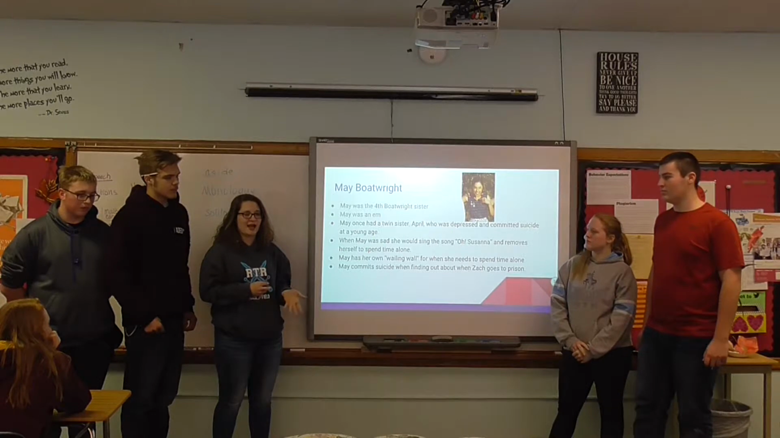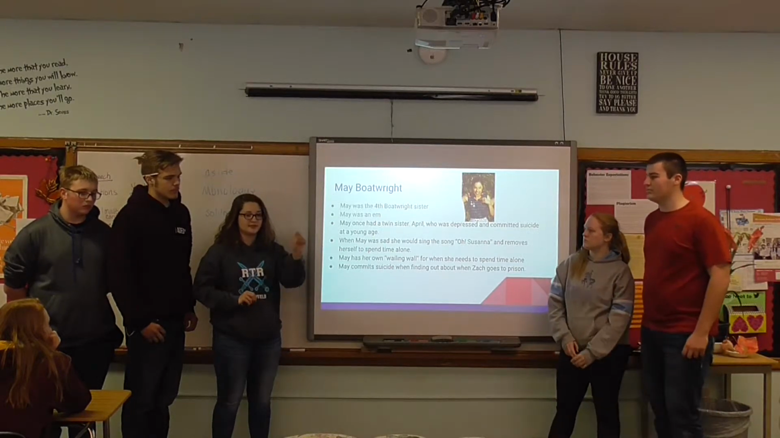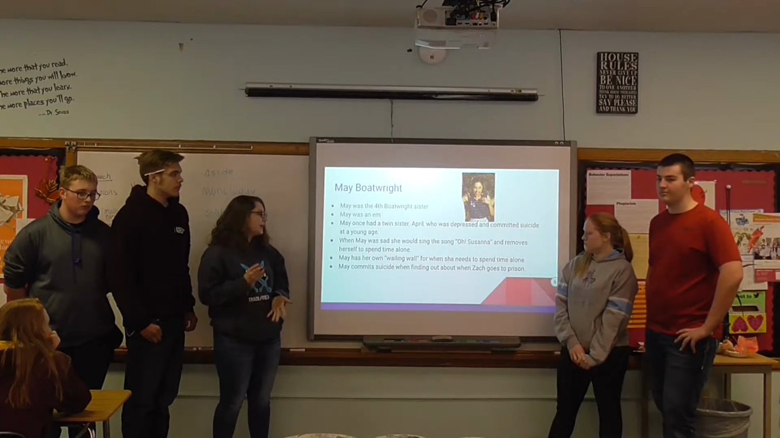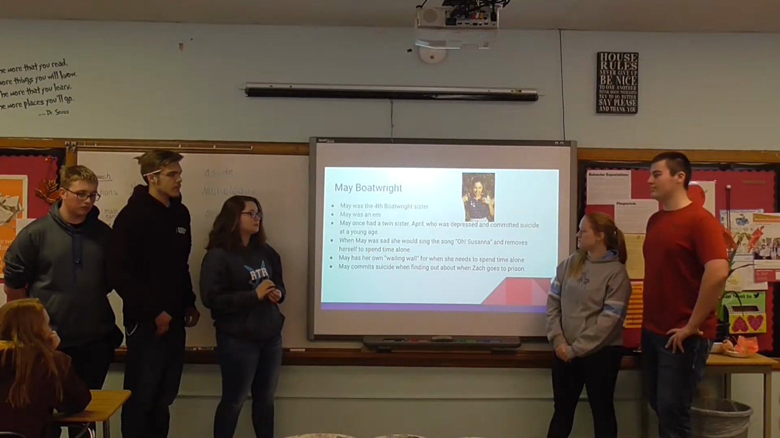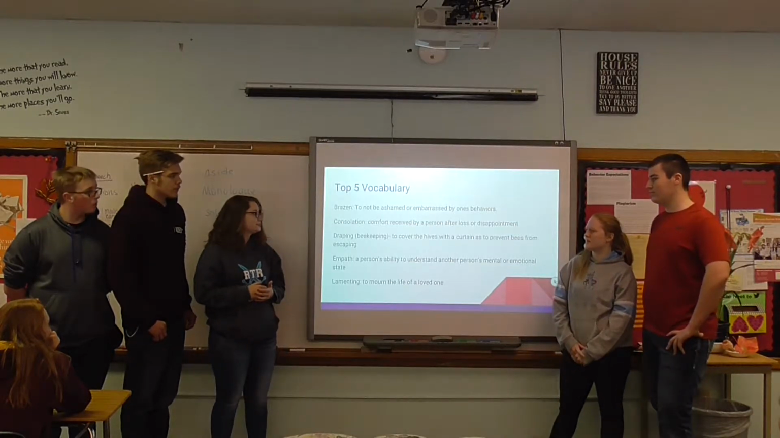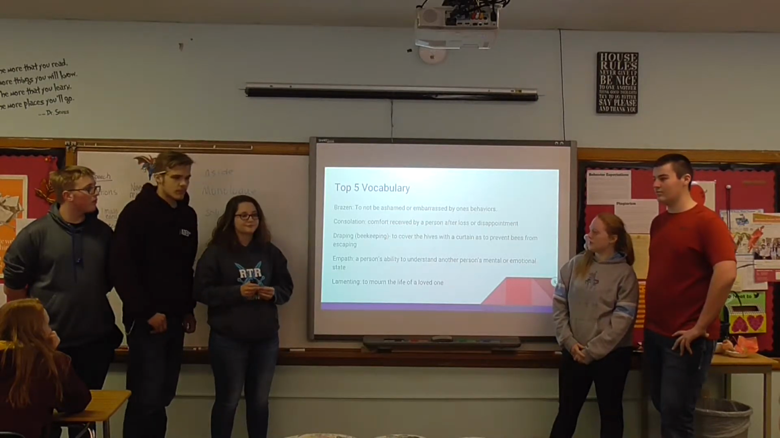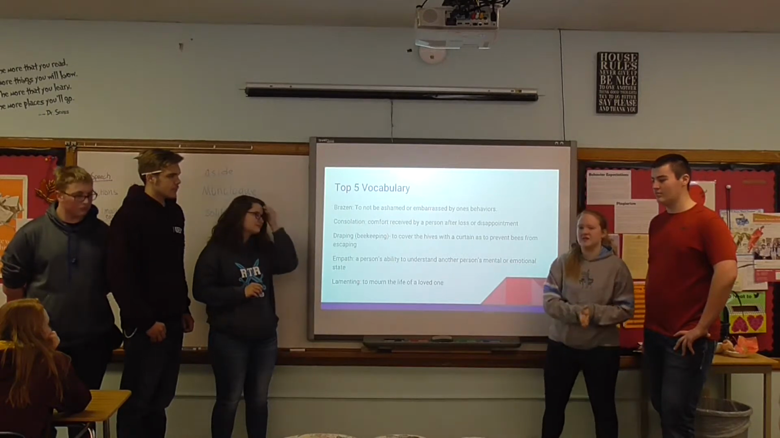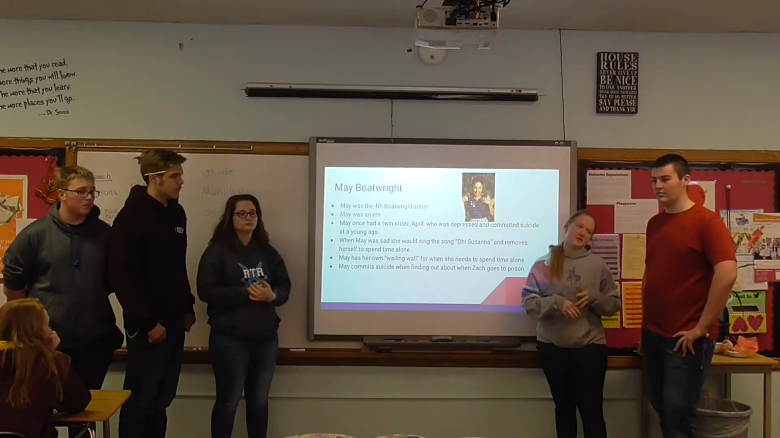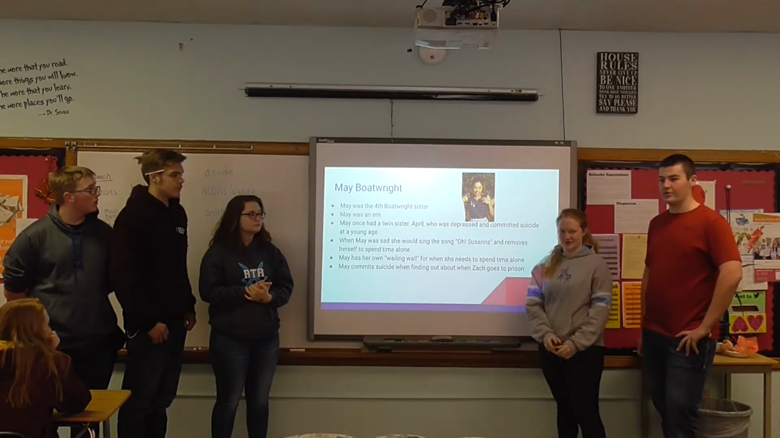So when May is sad, she writes it down on a piece of paper and sticks it in a slot in a part of the Wailing Wall that's empty. May commits suicide when finding out Zach goes to prison, or jail. That was kind of her breaking point of, "Oh, I can't deal with this anymore, I don't know what else to do," so she went to the river by the Wailing Wall and drowned herself.